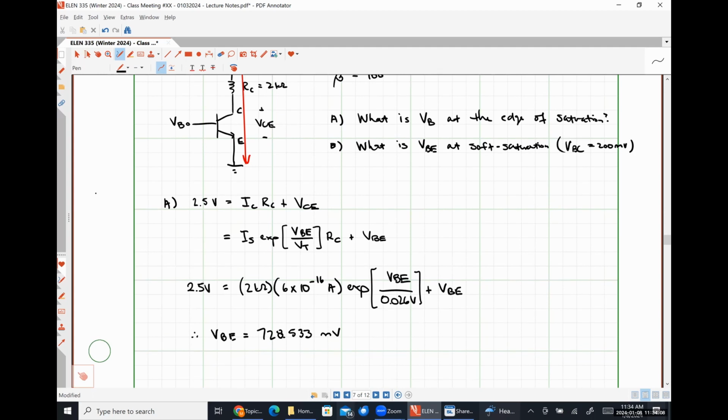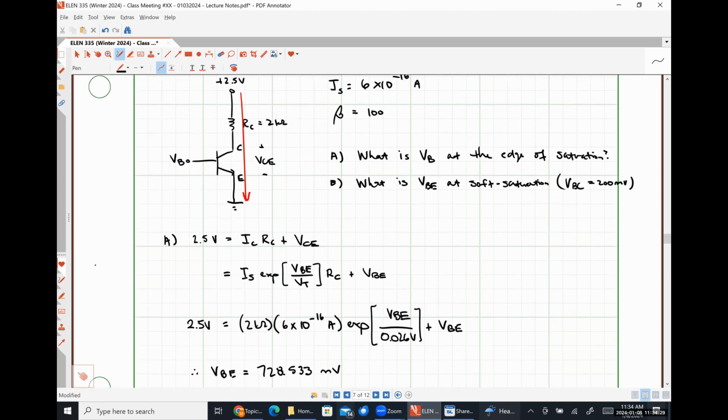So before we move along to part B, does anybody have any problem with this analysis? I know we didn't use the large signal model, but I feel very strongly that you don't need to. Okay. It's literally Kirchhoff's voltage law. That's it. That's all we're doing.